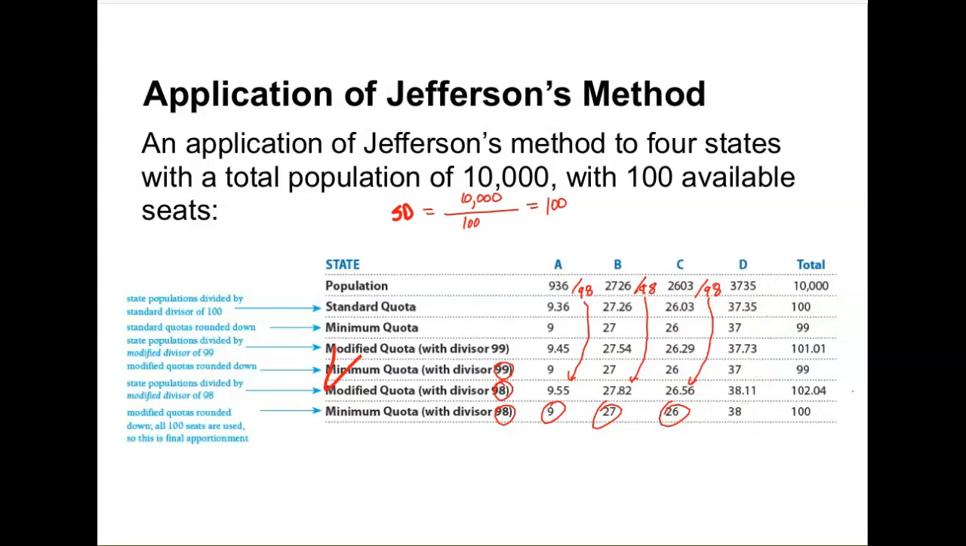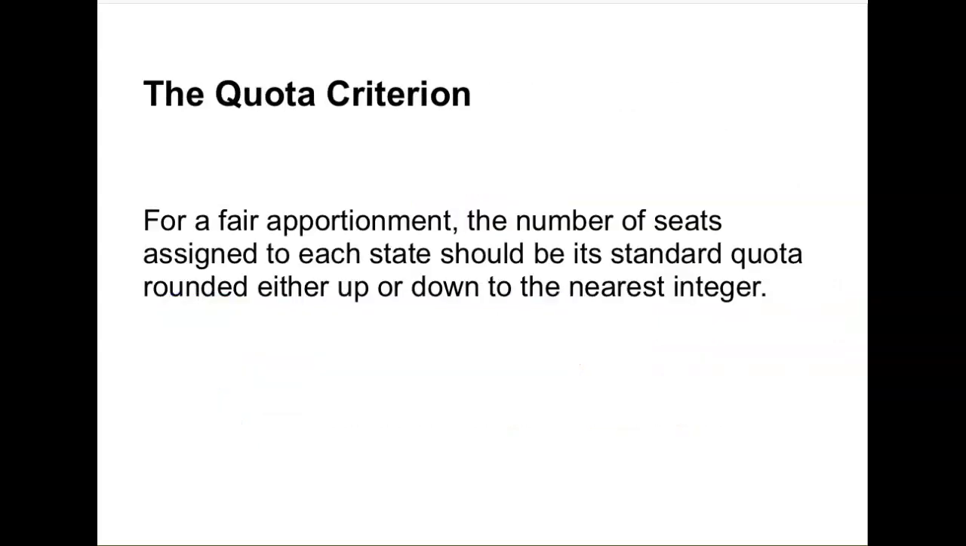All right, let's keep going. We got a couple other methods. The quota criterion says, and this is an important one to write down, for fair apportionment, the number of seats assigned to each state should be its standard quota, either rounded up or down. So whatever its standard quota is, it should be either the next number up or the same number just with the decimal chopped off. If it's not that, then we say that the apportionment method did not satisfy the quota criterion. Go ahead and give me a green.